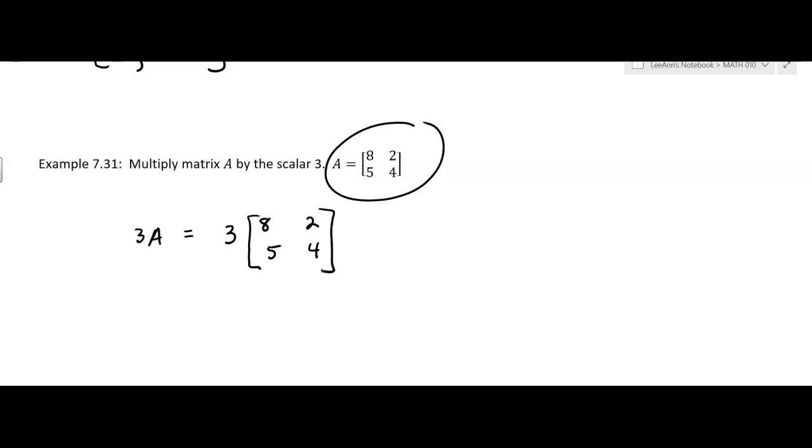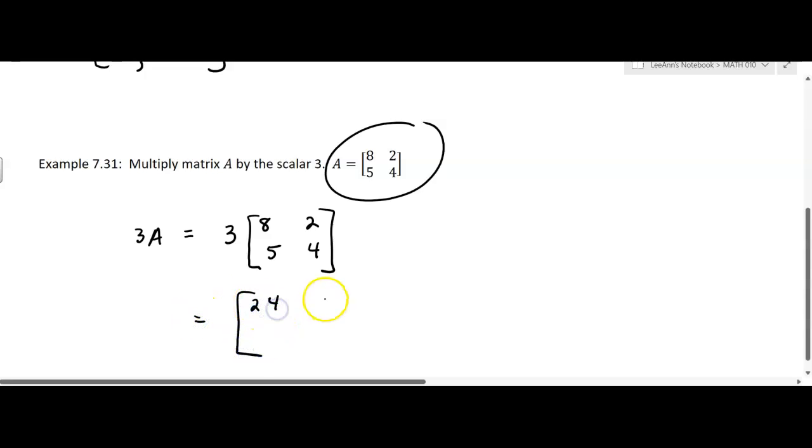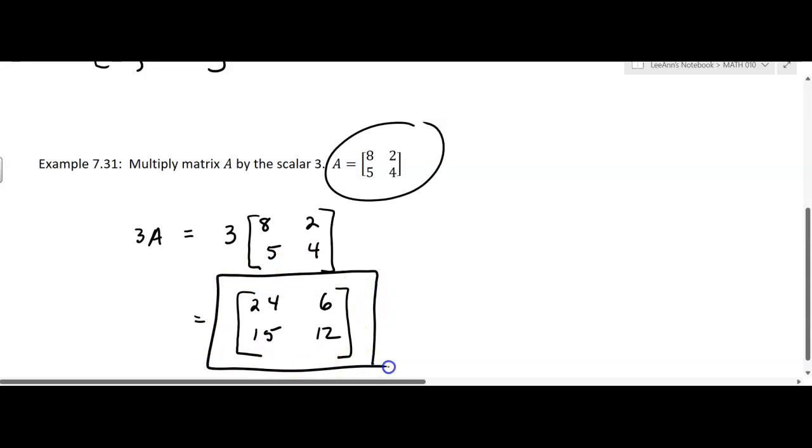But we're just going to distribute that 3 times each of those elements. These are real numbers, so it shouldn't be a problem. We're going to get 24, 6, 15, and 12. And that would be 3 times that matrix A.